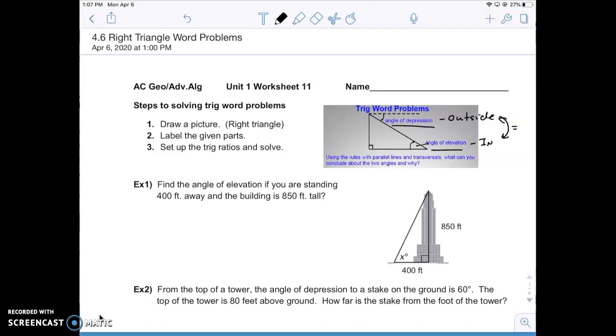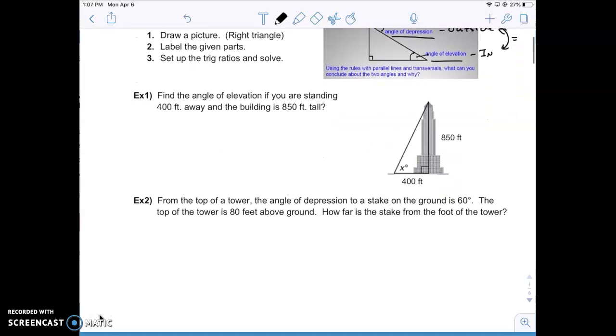So what we're going to do is we're just going to practice reading some word problems using the terminology that they have. I want you to look right here. These are the steps you need to do. Draw a picture, label the parts, set up the trig ratios.